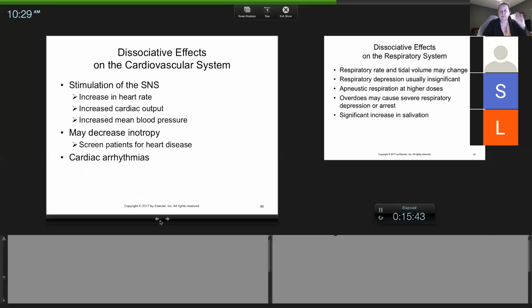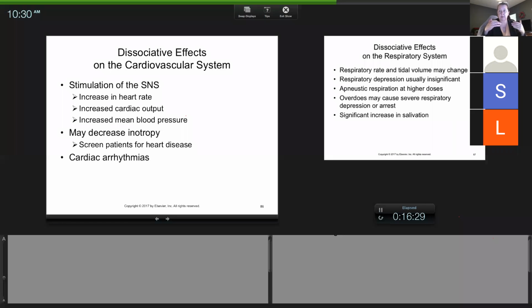Now, this is very key. Slide 86 is really telling me it stimulates the sympathetic nervous system when you give ketamine. So there are some serious cardiovascular effects. It typically increases heart rate. It mimics the sympathetic nervous system, right? The fight or flight. Increase in cardiac output, increase in blood pressure. And you're like, wow, that's great, why don't we just give it to everybody? There are a lot of things I don't love about ketamine, but it does increase the heart rate. But this is also why it can decrease inotropy, which is basically going to potentially make it easier for a cardiac arrhythmia to occur.